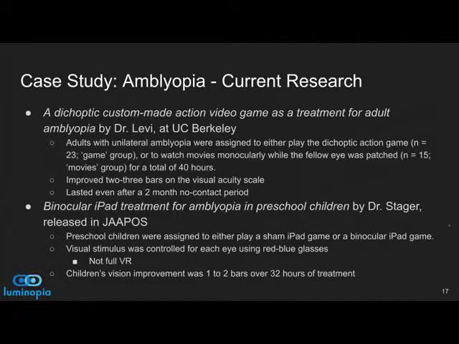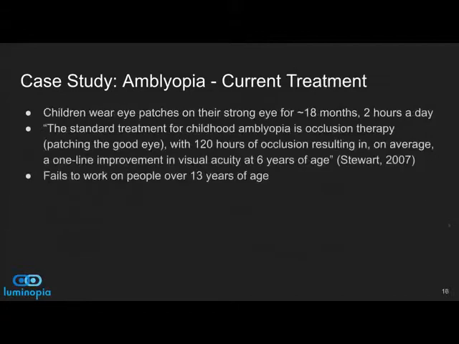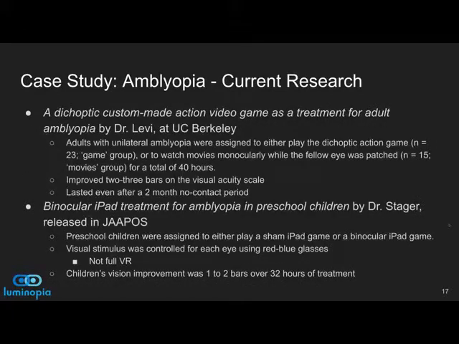So about 50 adults were split into two groups. One group played a game that was set up with a treatment that changed the visual input to each eye, and the others watched a movie while wearing an eye patch. And what they found is that the group that played the game, using the virtual reality-like setup, improved 2 to 3 bars on the visual acuity scale in just 40 hours. Now, contrast that to the 120 hours it took to improve 1 bar with eye patching, and you're looking at something that's potentially 6 to 9 times faster, which is very exciting. And more importantly, it lasted over a long period of time without treatment as well. So it seems to be a permanent fix.